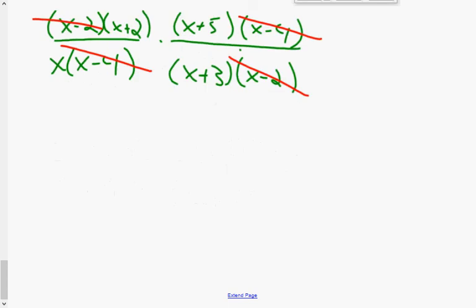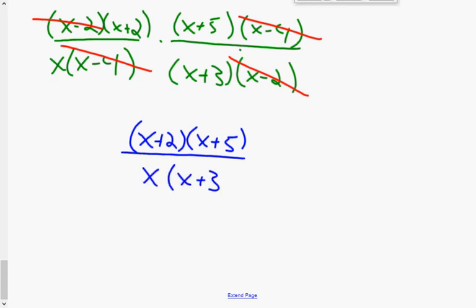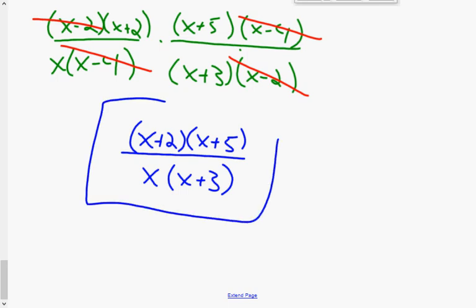So after I do that, I'm left with on top x plus 2, x plus 5. On the bottom, I have an x. All right, now do I need to do the FOIL and write this out? No, leave it. This is your answer. I believe that's what the textbook does. Finish it. It's finished.